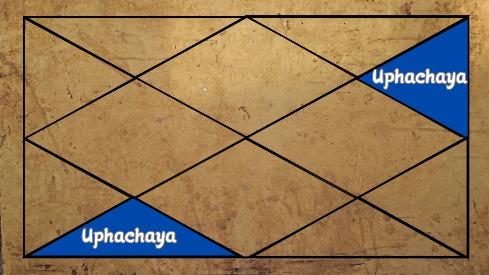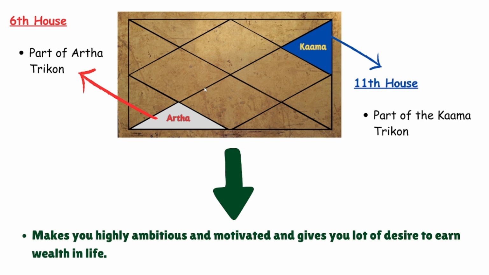We should also see that both the houses that we are checking are Upachaya houses. It means whatever results you are getting, don't worry. Over a period of time, things are definitely going to turn better. The 11th house is part of the Kama Trikona and the 6th house is part of the Artha Trikona. So what does this mean? The 11th lord going into the 6th house makes you highly ambitious, highly motivated, and it gives you a lot of desire, a lot of karma to earn wealth, which is artha in life.